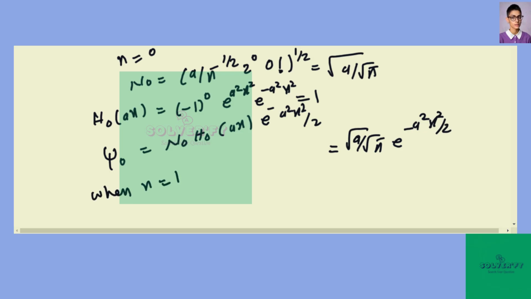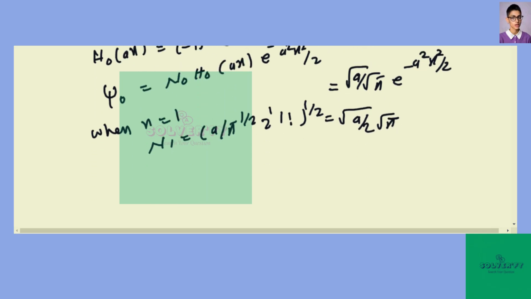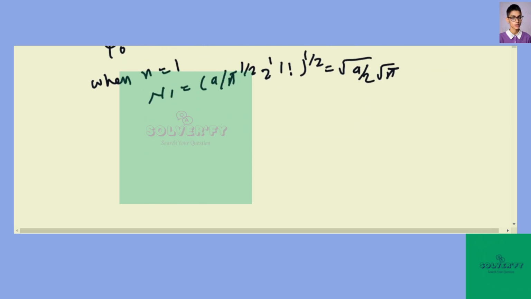And when n is equal to 1, this N1 is equal to (a over pi) to the power 1 over 2, and 2 to the power 1 times 1 factorial, and this is to the power 1 over 2, right? And this is equal to a over 2 square root pi.